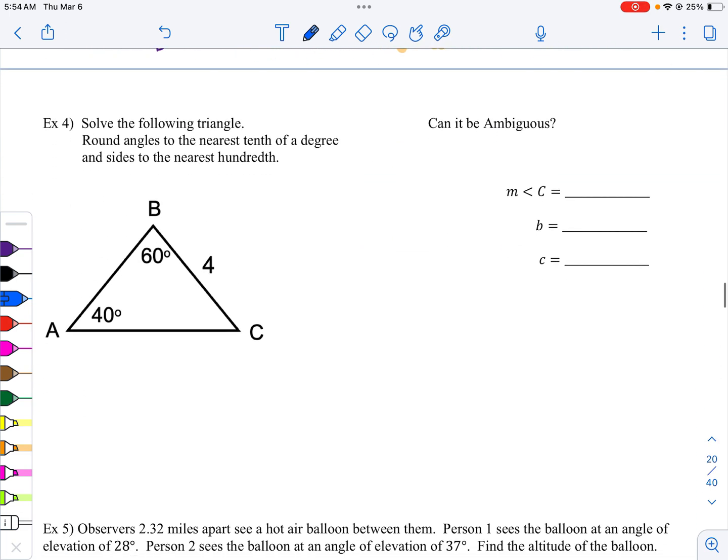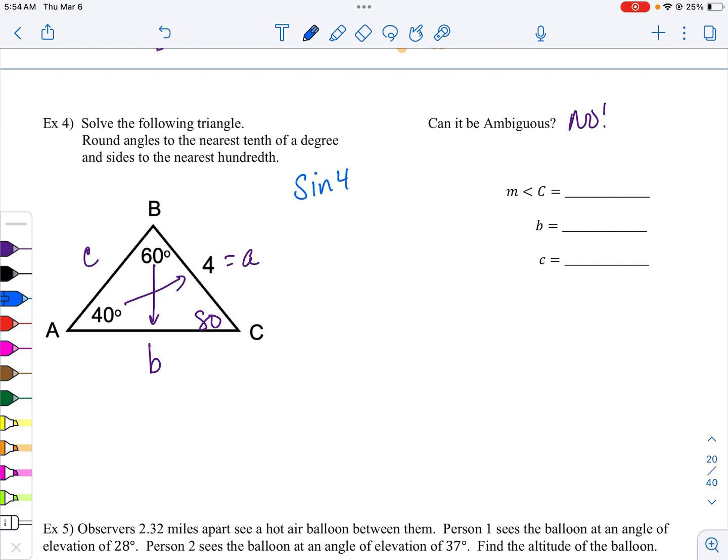All right, let's take a look at another example where we're going to solve the triangle. Again, this one gives me my two angles, so it cannot be ambiguous. If I add those angles up, that's 100. Subtract from 180, that gives us 80 right there. Label our sides. Opposite angle A is A, opposite angle B is B, and opposite angle C is C.